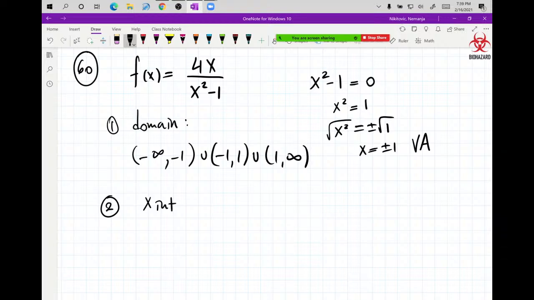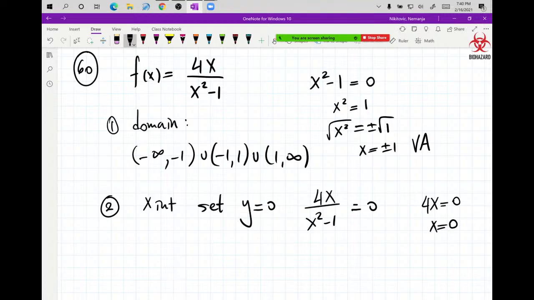All right, let's go with 2 and 3, and then we'll figure out. So x-intercept, set y equal to 0. Okay, that's easy. 4x over x squared minus 1 equal to 0. Cross multiply everything, you get 4x equal to 0, and you get x equals 0. So your x-intercept and your y-intercept is, in this case, 0, 0.